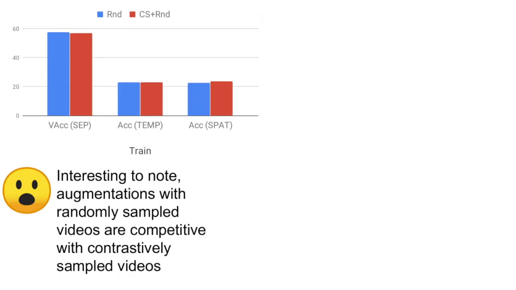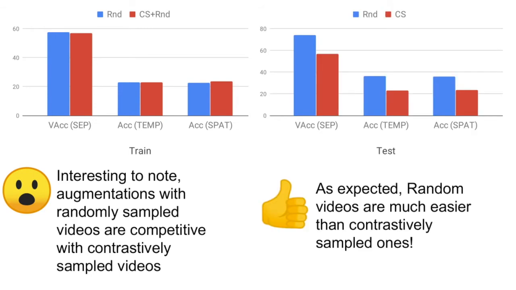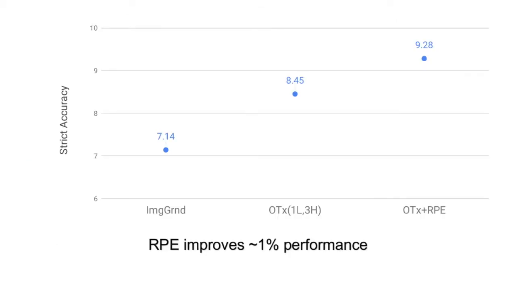It is interesting to note that models trained with augmentations on even randomly sampled videos achieve similar performance to those trained with contrastive samples. However, random samples are not good for evaluations where a model can find the correct video 75% of the time. This implies contrastive sampling is imperative for evaluation. In our ablation studies, we find adding relative position encoding gives almost 1% boost on strict accuracy over object transformers.